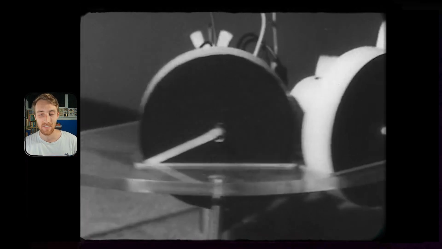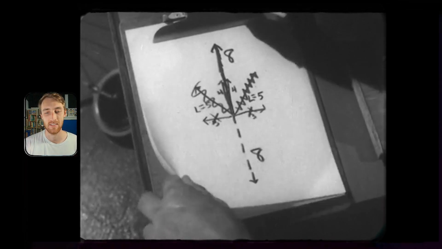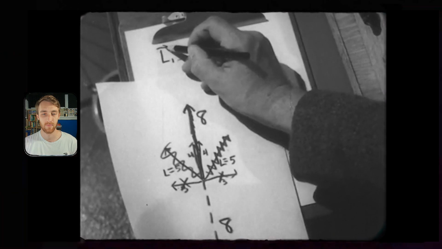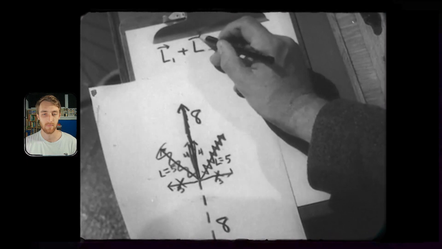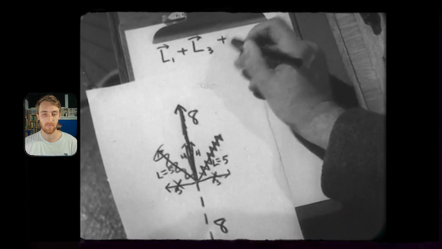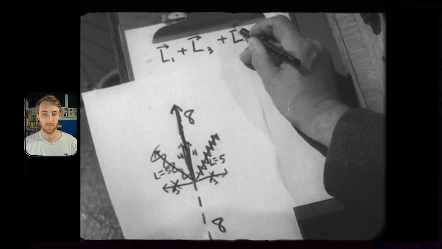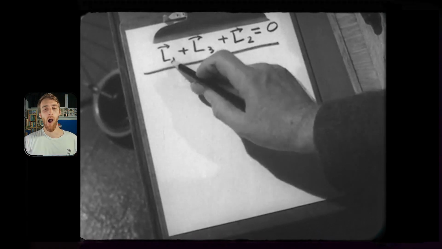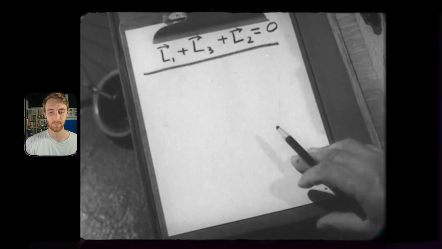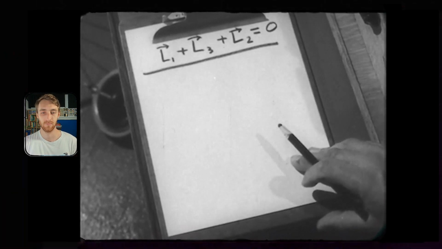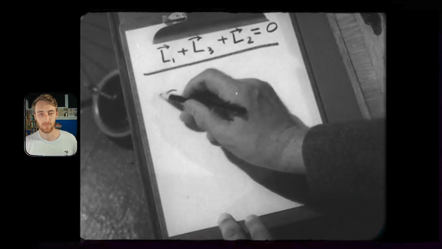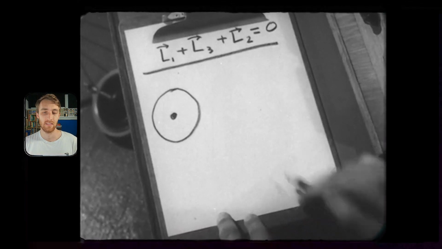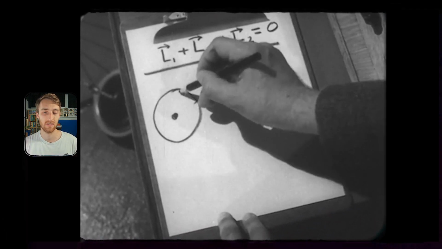The angular momentum behaves like a vector. We'll treat it as a vector. So now we can write in vector form L1 plus L3 plus L2 equals 0. Now that we have an angular momentum vector, let's pause for a moment and see how the angular momentum vector is changed. Let's go back to the disk again, rotating about an axis. If I want to change this angular momentum, I apply a force.